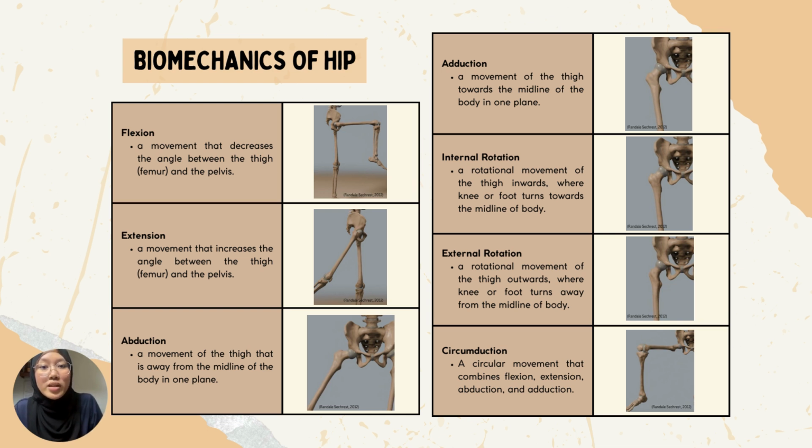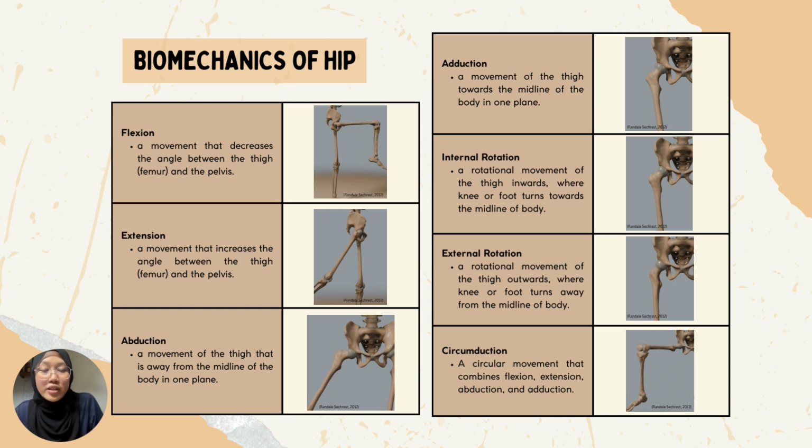Flexion is the movement that decreases the angle between the thigh or femur and the pelvis. In simpler terms, it means bringing your thigh forwards and upwards towards your torso. Next is extension. It is the movement that increases the angle between the thigh or femur and the pelvis. In simpler terms, it means bringing your thigh backward and downward away from your torso.